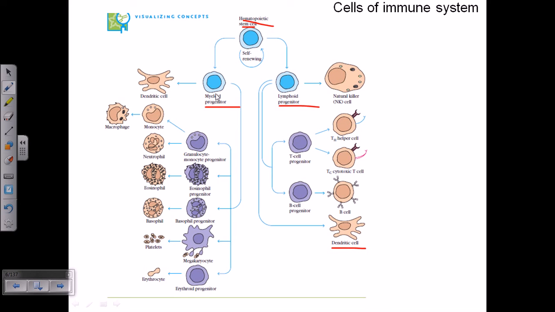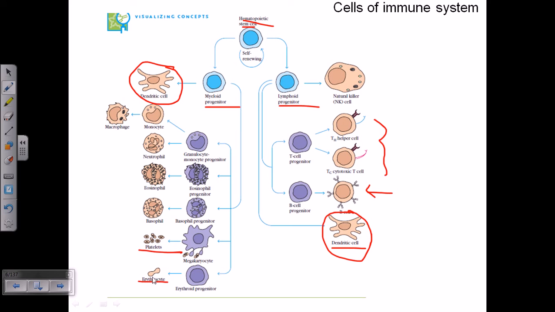Now dendritic cells are also produced from the myeloid progenitor. So remember this: dendritic cells can be produced from both kinds of progenitor, myeloid as well as lymphoid. On the other hand, the lymphoid progenitor can give rise to T cells and B cells. The myeloid progenitor can give rise to monocytes, not lymphocytes, because lymphocytes are produced by the lymphoid progenitor. So monocytes, basophils, eosinophils, megakaryocytes, which can give rise to platelets, and also erythroid, which can give rise to the erythrocyte cells.